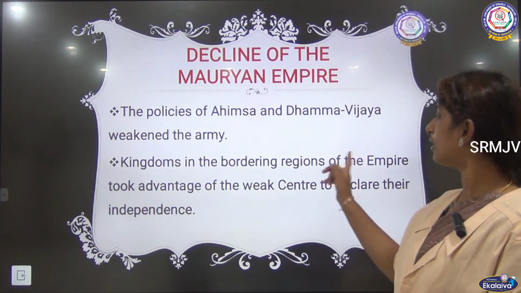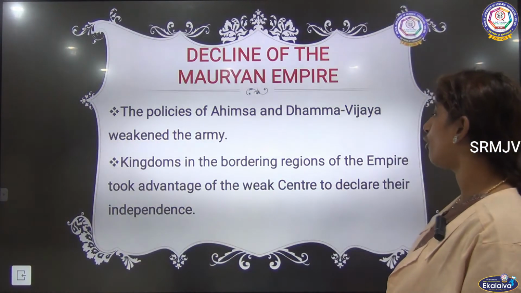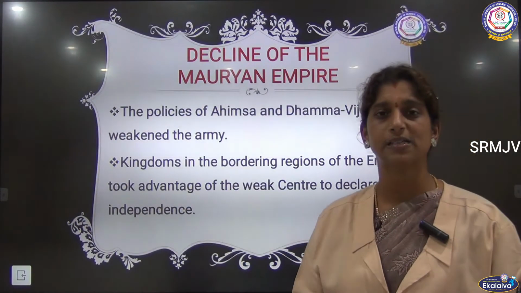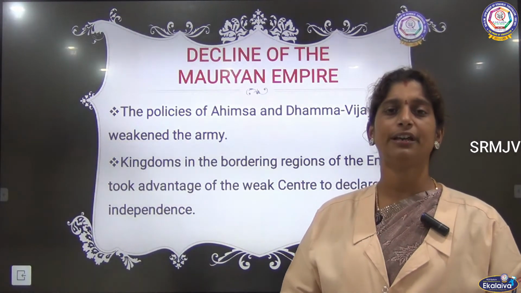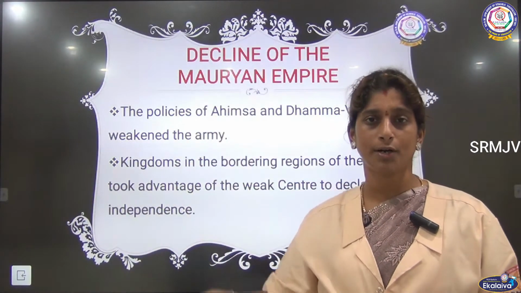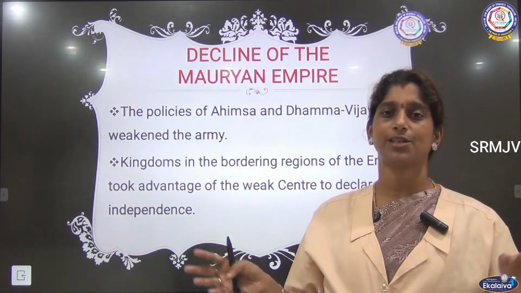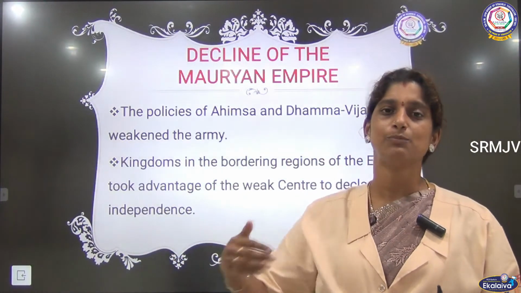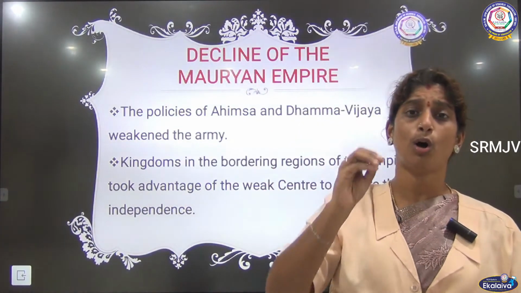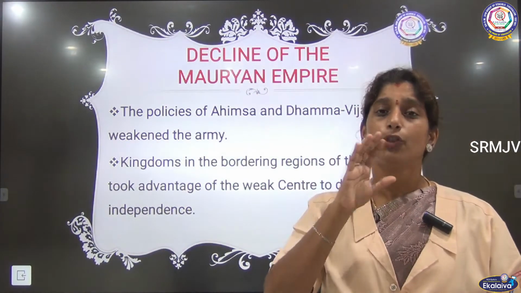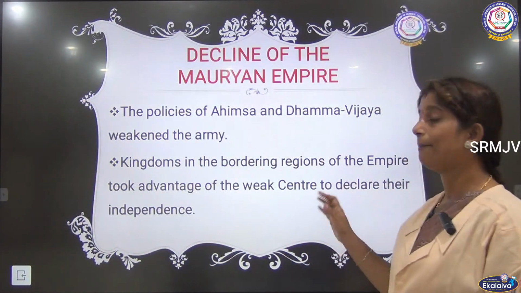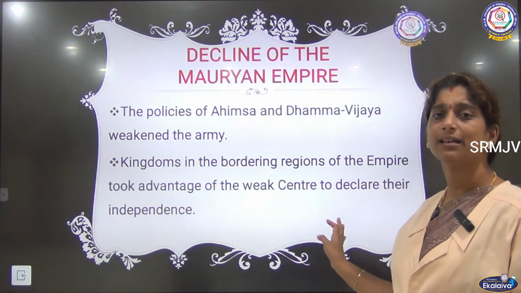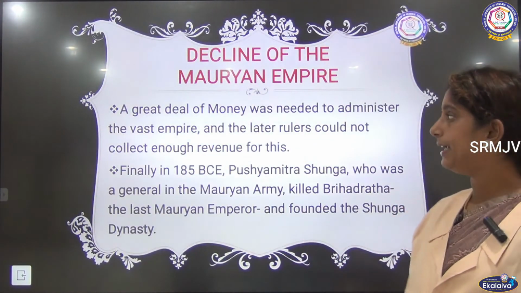Then the kingdoms in the bordering regions of the empire took advantage of the weak center to declare their independence. As now no war is being conducted and the army was not strong enough, the kingdoms which were on the borders declared themselves independent. We no more belong to the Mauryan Empire. They declared themselves independent because the head of the kingdom was not strong enough. So the bordering regions of this empire started declaring themselves independent.